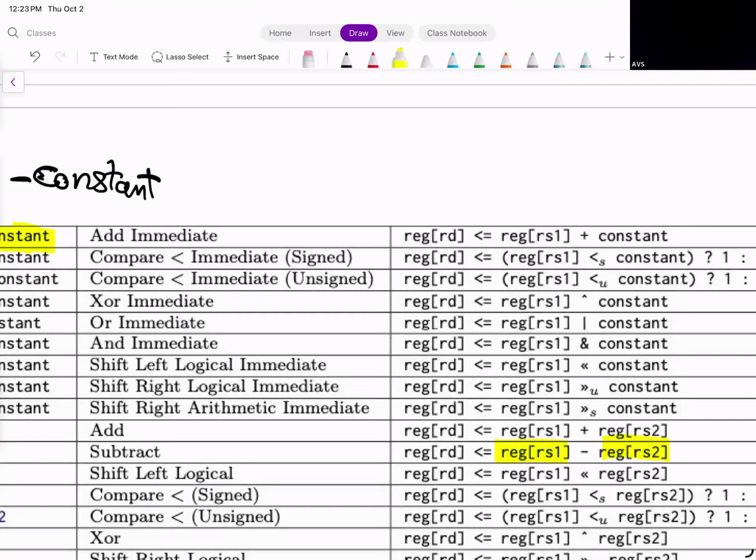Good question. The question is, if I do an immediate operation, is it faster than if I do two registers? The answer is no. They are both the same size. We're actually going to design the processor such that it can read two registers at the same time. If it didn't read two registers at the same time, yes, immediate would be faster. But we don't want that.